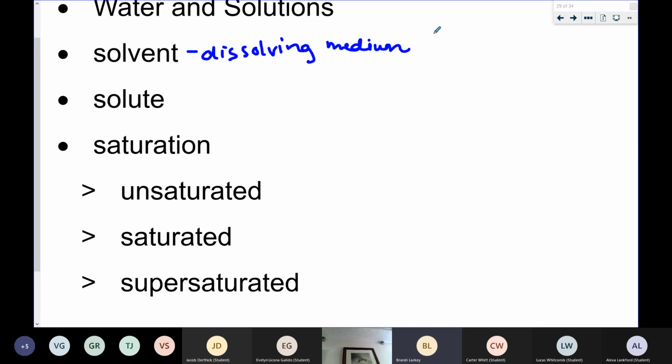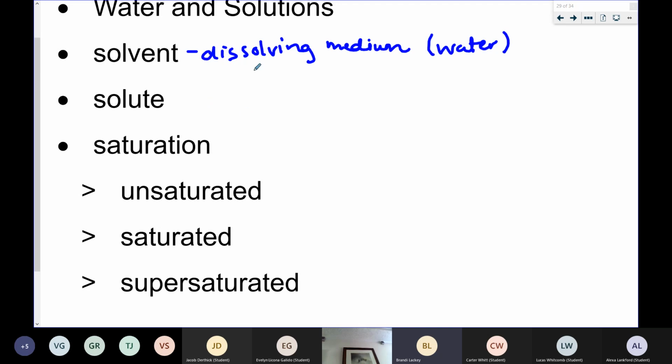A lot of our solutions are aqueous solutions. So remember, in aqueous solutions, our solvent is water. That's what we're dissolving everything in. Whereas the solute is the substance being dissolved. So it's what we put in the water to be dissolved.